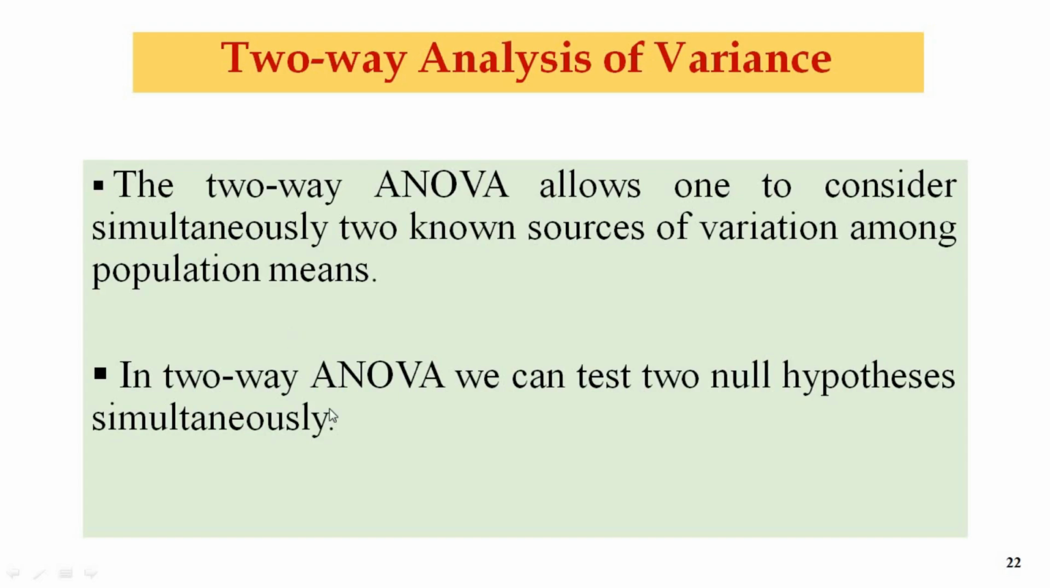A two-way analysis of variance is used to estimate how the mean of a quantitative variable changes according to the levels of two categorical variables. We can use two-way ANOVA when we want to know how two independent variables in combination affect a dependent variable.